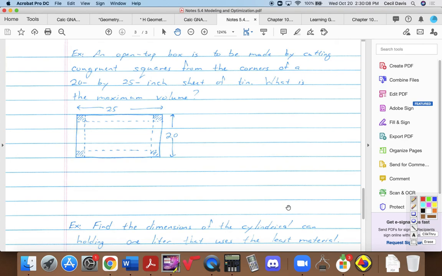So, here is a problem that's in pretty much every math textbook since people have been making boxes. I'm not kidding. An open top box is to be made by cutting congruent squares from the corners of a 20 by 25 inch sheet of tin. And then you just fold up little flaps and seam them together and you have an open top box. It's actually a very easy way to make a box. Lid. And you want to see what's the maximum volume you can make out of this box.